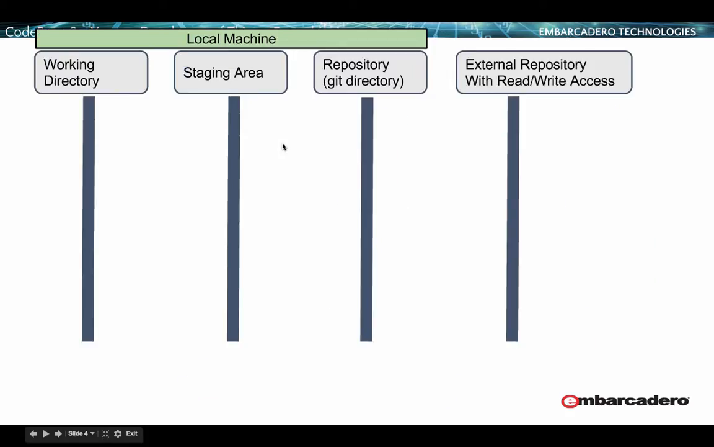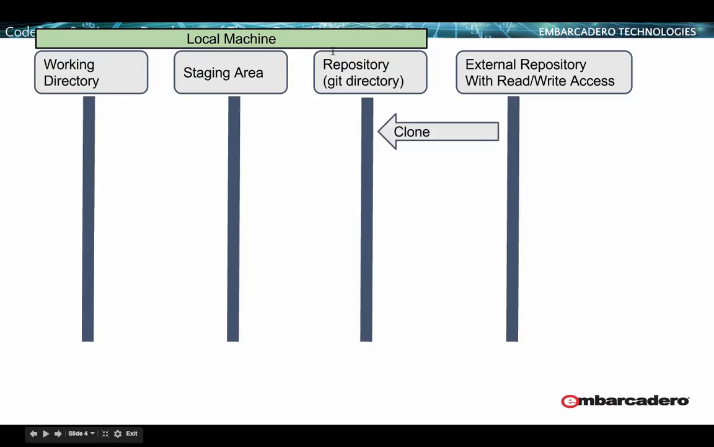So let's give another diagram to show a possible workflow. Here on our local machine, we have a working directory, a staging area, and the actual Git repository. The repository is a directory, and inside of it there's going to be a Git directory, and that Git directory contains the repository with your code sitting side by side with it. And then we have an external repository that you have read-write access to.